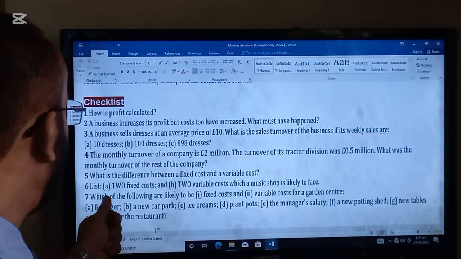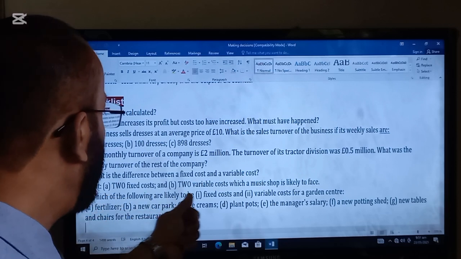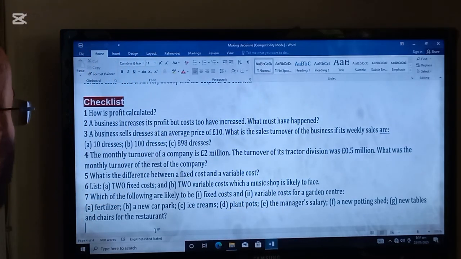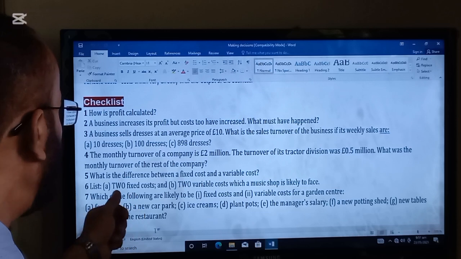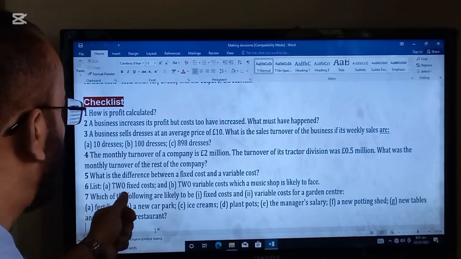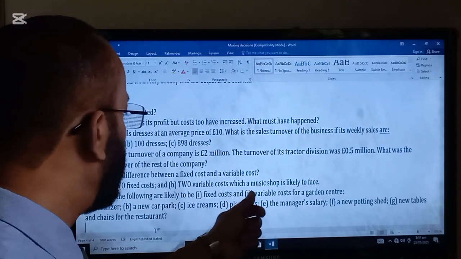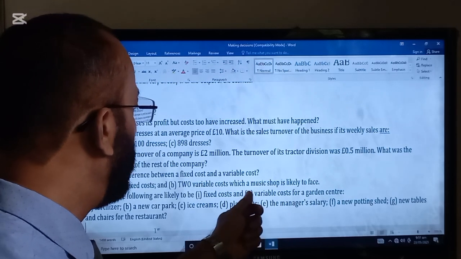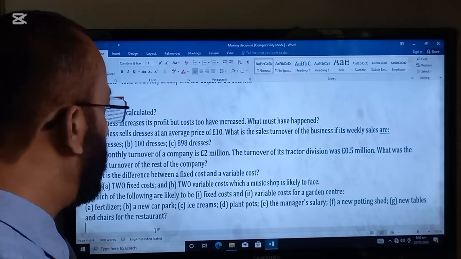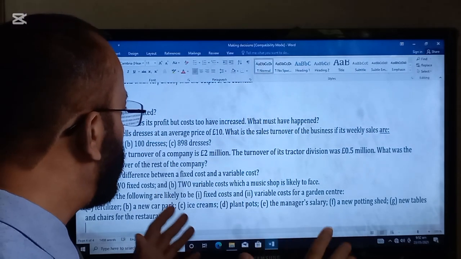The next question is, list two fixed costs. So give two fixed cost examples and two variable costs which a music shop is likely to face. So fixed costs may be rent and the wage of the full-time worker, and variable costs may be the cost of the CDs which have to be purchased for the music shop, because they are variable depending on the sale, and second may be the electricity bill.